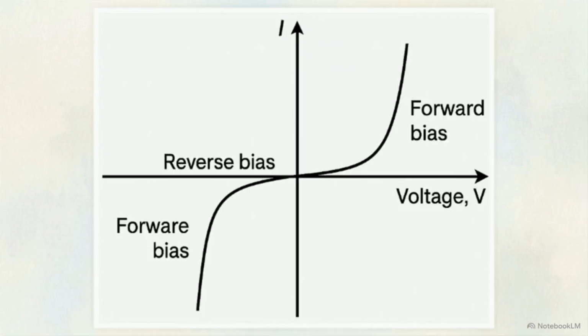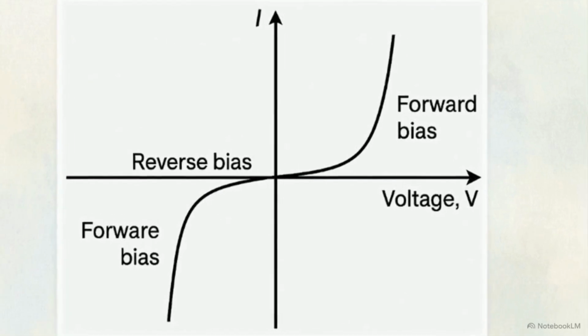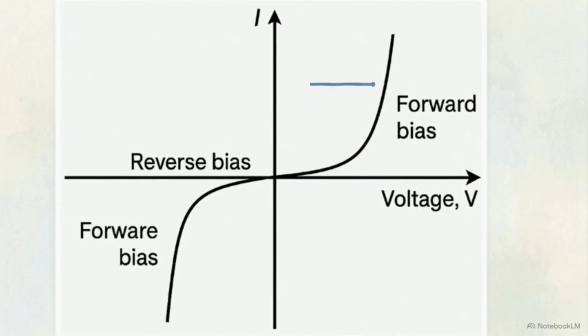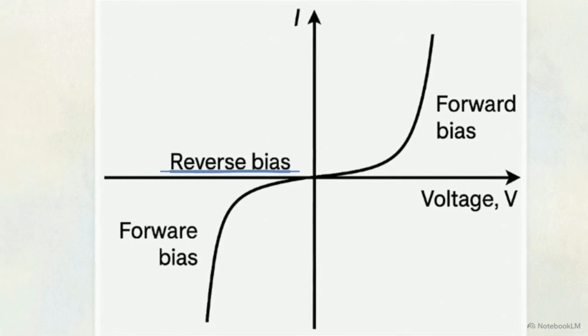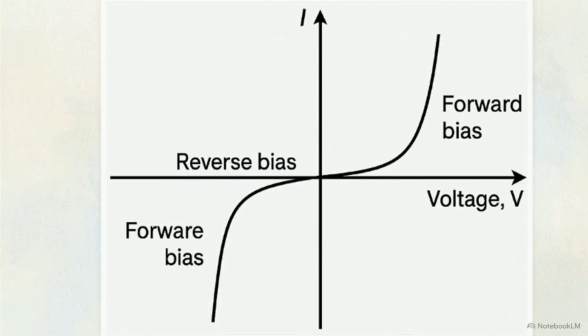This is the current voltage curve for a diode. Looking at the right side, you can see that a standard silicon diode needs to cross a threshold of about 0.7 volts before it lets current flow forward. Now look at the left side, the reverse breakdown region. Pushing a high backward voltage through a standard diode destroys it. A Zener diode, however, is manufactured to operate safely right here.